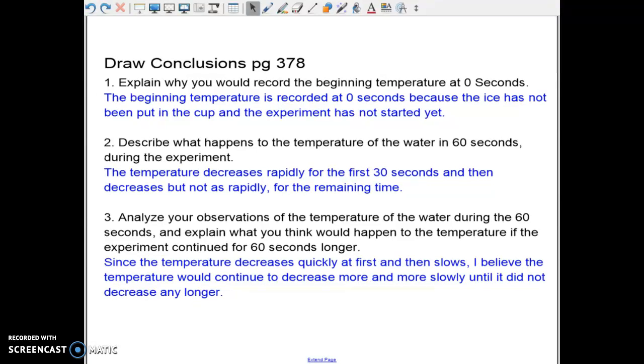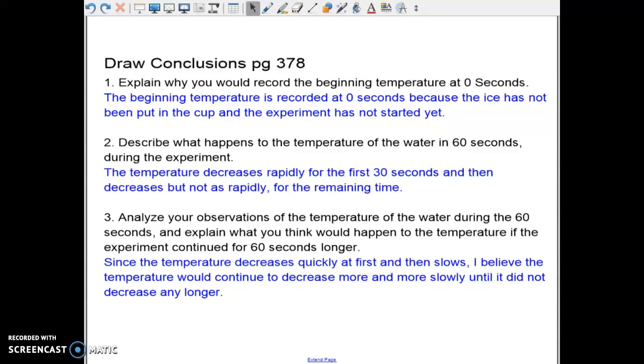And then number 3 is analyze your observations of the temperature of the water during the 60 seconds and explain what you think would happen to the temperature if the experiment continued for 60 seconds. What do we think will happen if I had kept timing it? It would just stay. Okay. It probably would even cease to decrease after a little while. I did notice when I was putting it away that it had dropped like 1 more little degree.